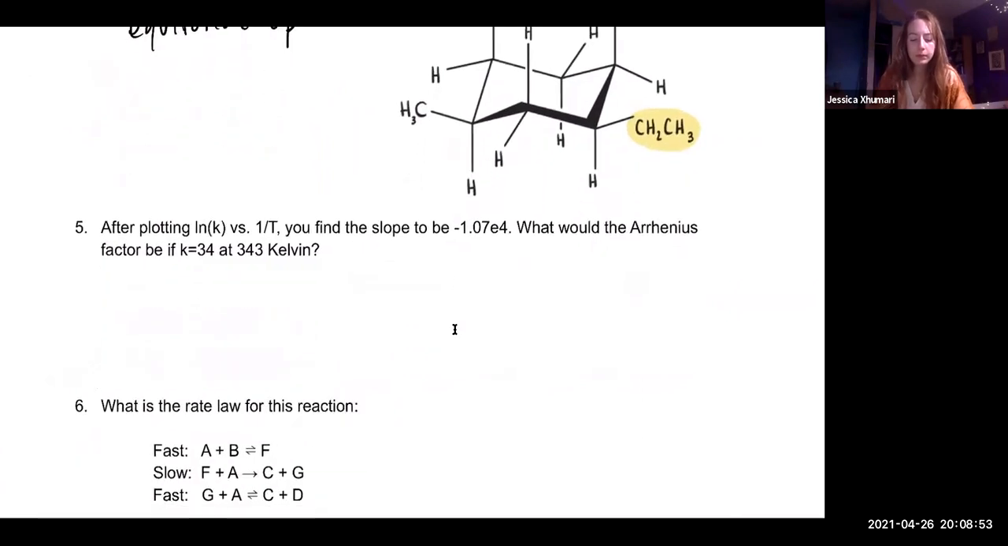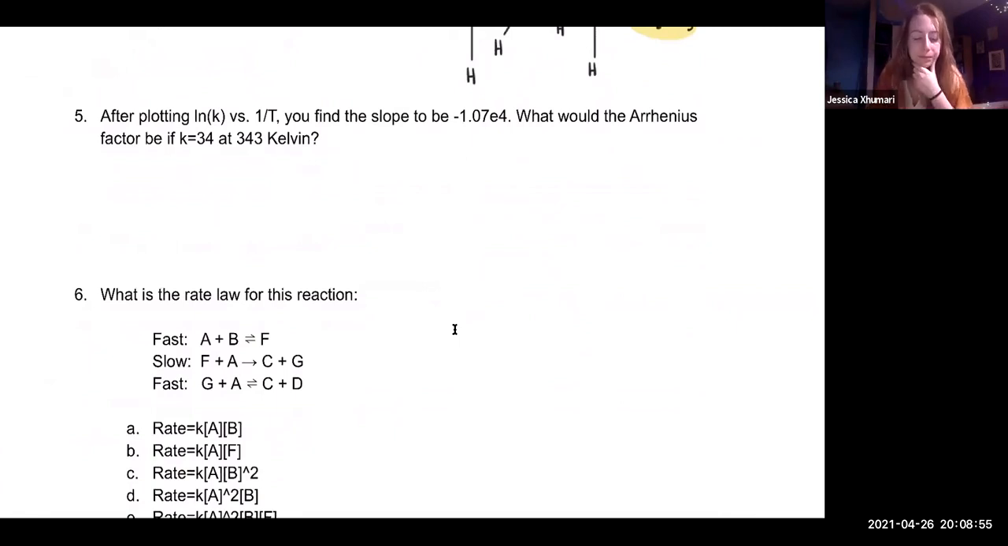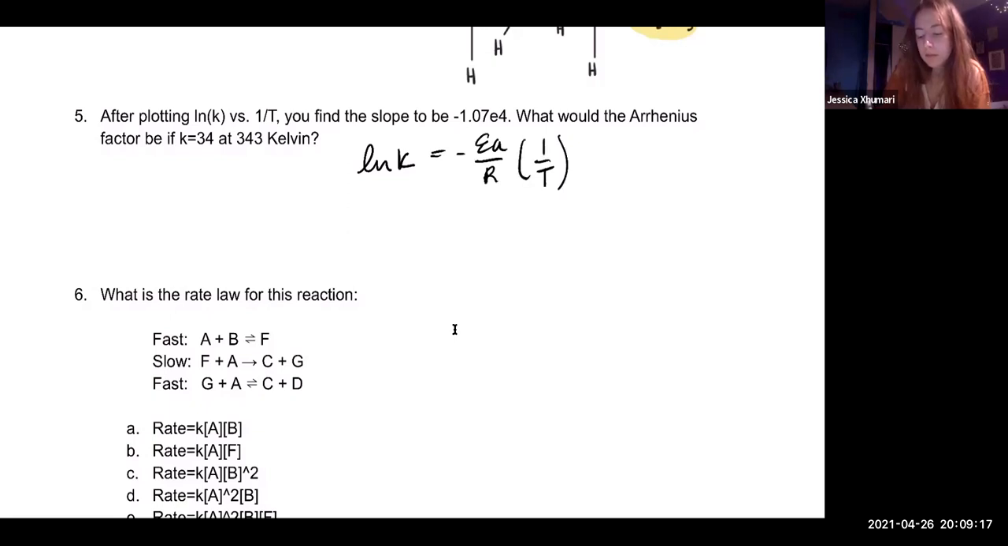Okay. For number 5, basically, we need to find the Arrhenius factor. There's only 2 equations we know that have the Arrhenius factor in them. And this time we're going to use that long one that kind of looks like this. Okay, this is the Arrhenius factor here, and we have every variable we need pretty much, and then we can solve for A.